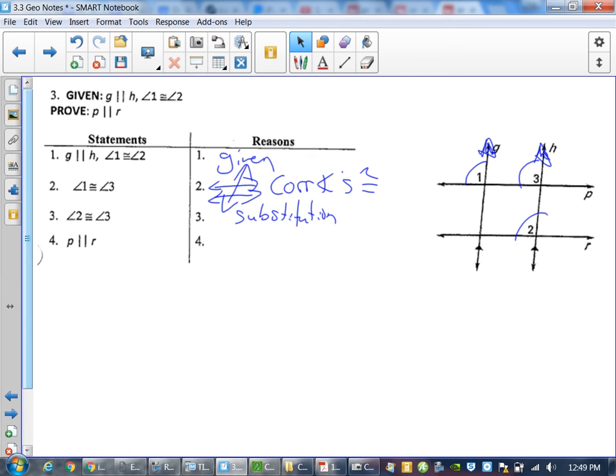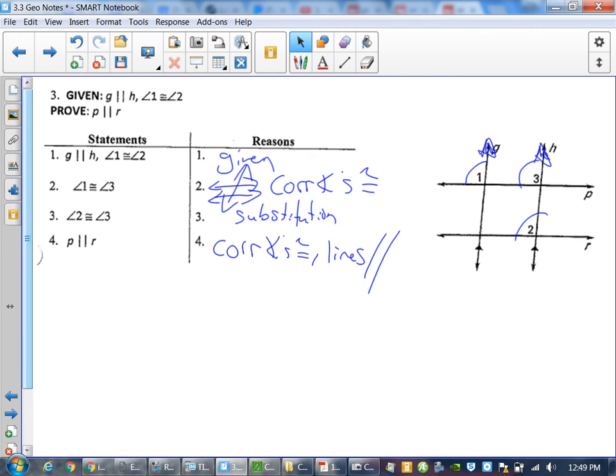And now you're saying that 2 and 3 are now corresponding angles. And since corresponding angles are congruent, the lines are parallel. So corresponding angles are congruent. Lines are parallel. That's what it would look like to show that lines are parallel.